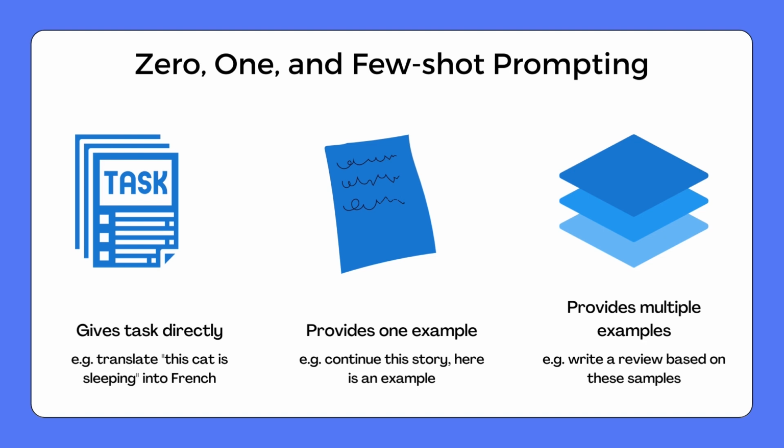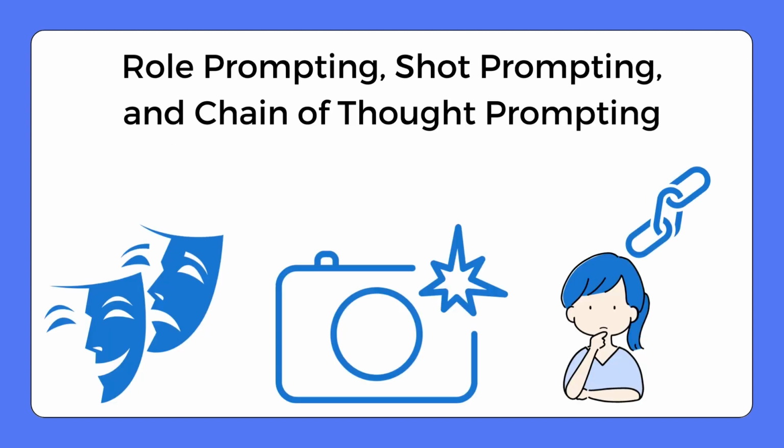And we have few shot prompting, which is also known as multi shot prompting. Here, we provide multiple examples to assist the model. An example would be asking the model to generate a product review, preceded by a series of example product reviews. The model will try to write a review similar to the examples we provided.